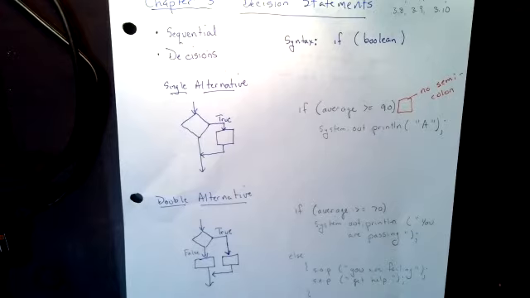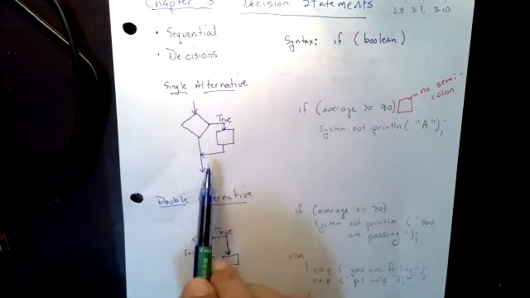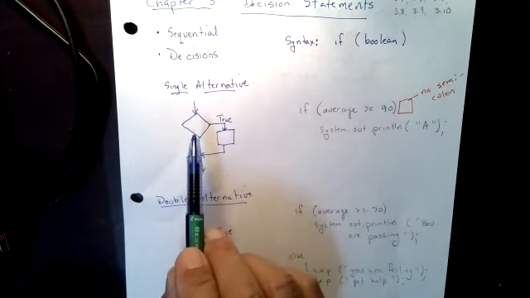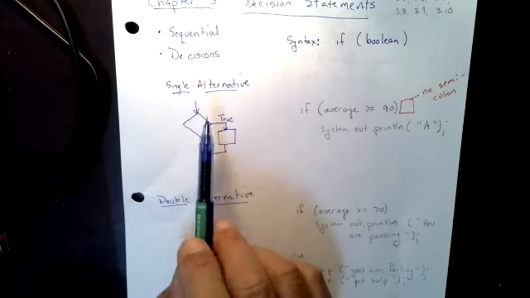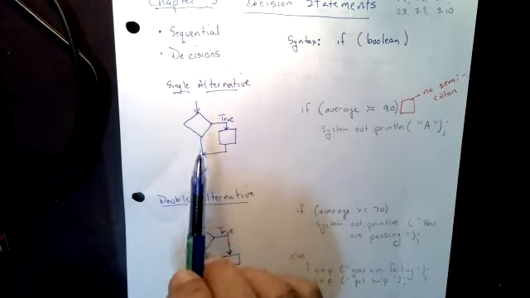Now, if I move down and I see this guy right here, it's called a single alternative. And I'm looking at an example of what's called a flow chart. Okay, we could do pseudocode, which is practice code, and we're going to look at some of that in a little bit. This is one of the methods to do pseudocode.